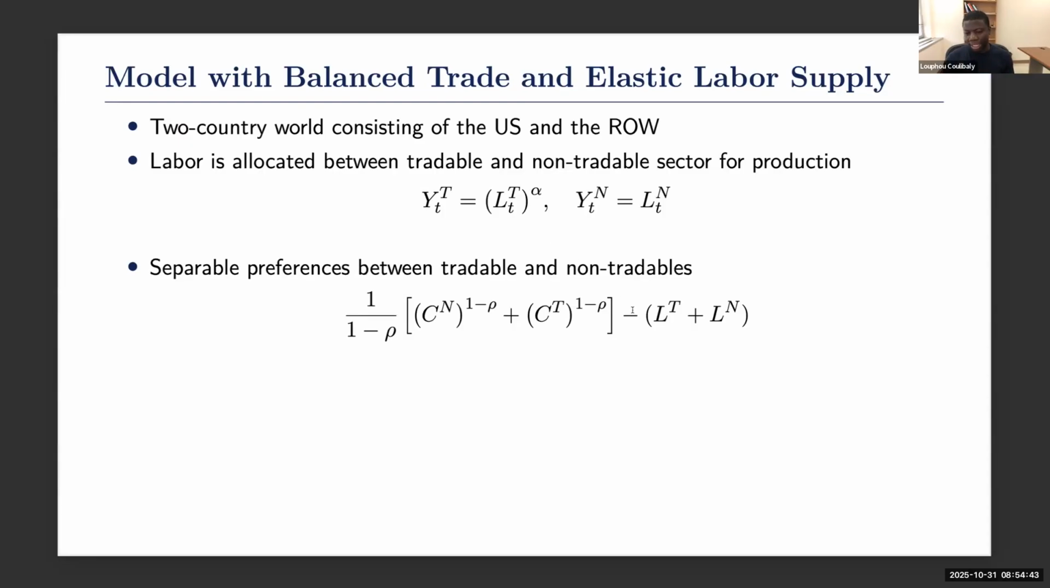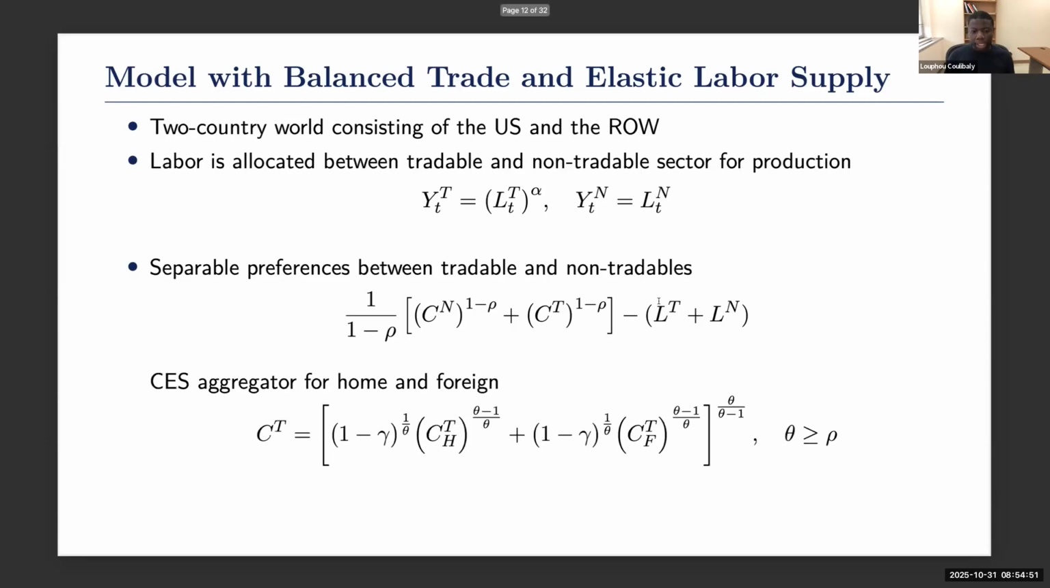I forgot to put that in color. I'm going to assume that labor is now elastic instead of inelastic, as they assume in the paper. And I'm going to use the same CES aggregator between home and foreign. And I'm going to keep the same assumption, which I think is also realistic, that theta is greater than rho.